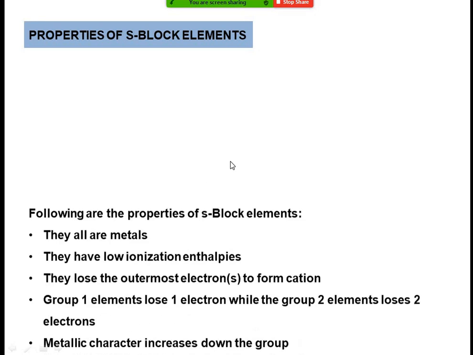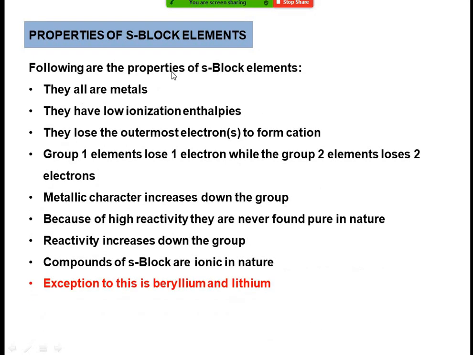The properties of S-block elements. Following are the properties of S-block elements. The first property is that they are all metals. You remember that the S-block elements contain only metals. As discussed earlier, they have low ionization energy. Low ionization energy means that they lose electrons easily, and they form positive ions or cations. They lose their outermost electron to form cations.